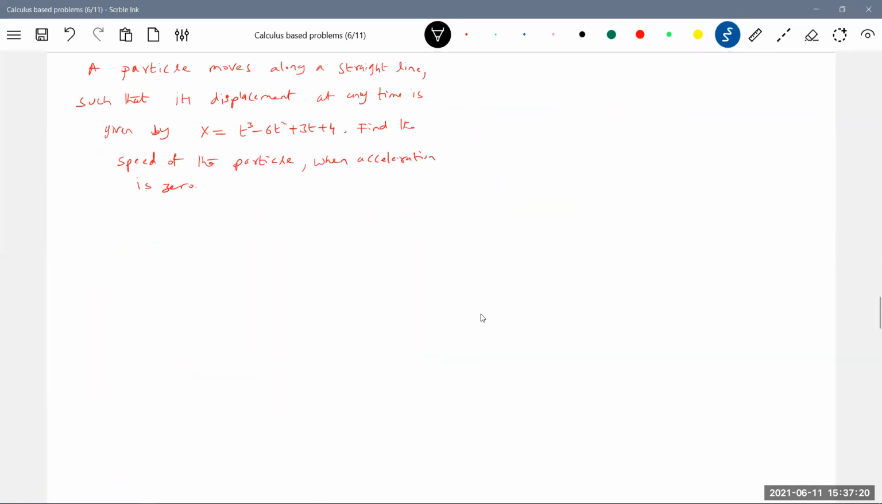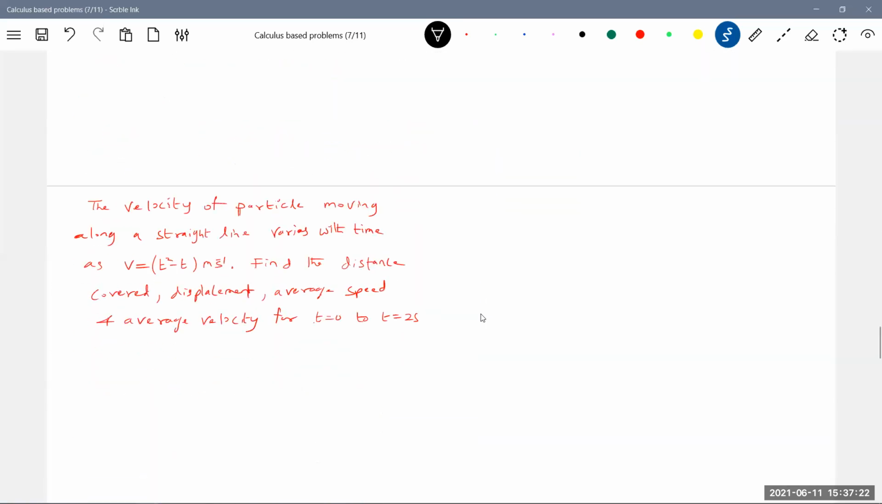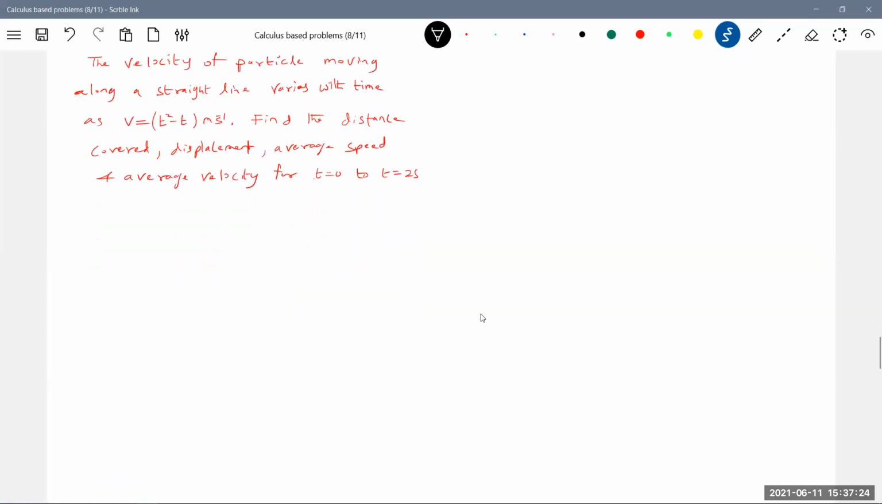Okay, now similarly, speed of a particle. We'll do this one, it's a similar problem. Find the distance covered, displacement, average speed, and average velocity for t equal to 0 to 2 seconds. The methodology is the same. First you start with this equation. Does it change the direction of motion? We have to check that.